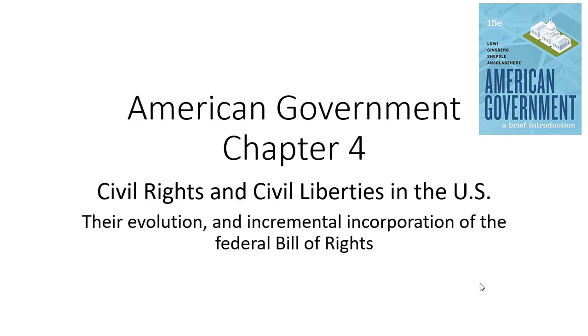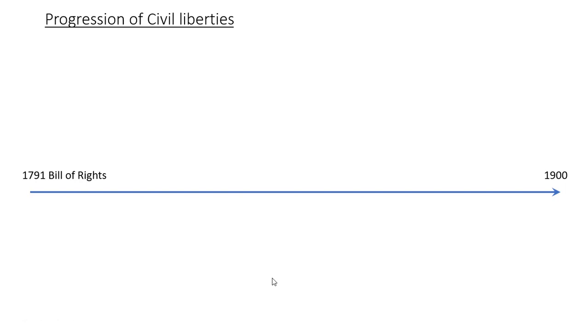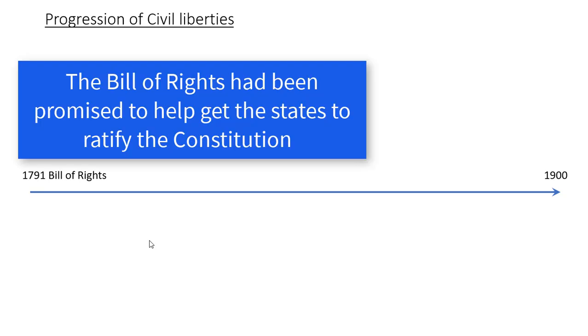Much like the last chapter, what I want to do is use a timeline to talk about the progression of our civil liberties, because it's taken an interesting turn and quite an evolution of progress in our history. As we've already talked about, in 1791, the first 10 amendments to the Constitution were ratified. Those were the Bill of Rights, and these were added to the Constitution very quickly. They were promised by the framers of the Constitution to the states so that there'd be more restricted boundaries on the federal government.